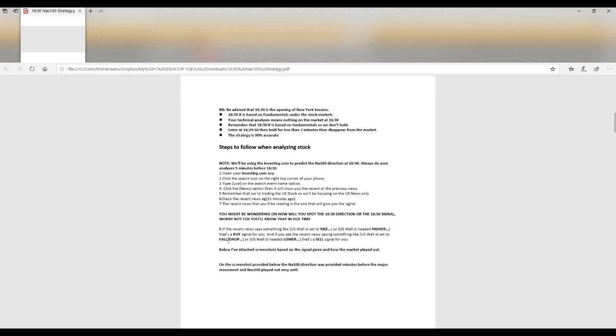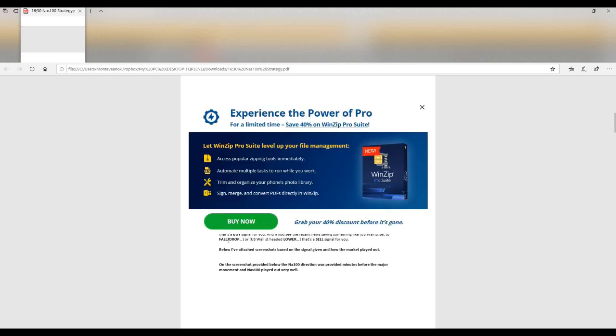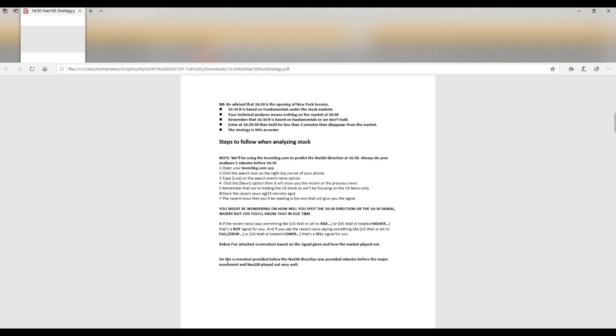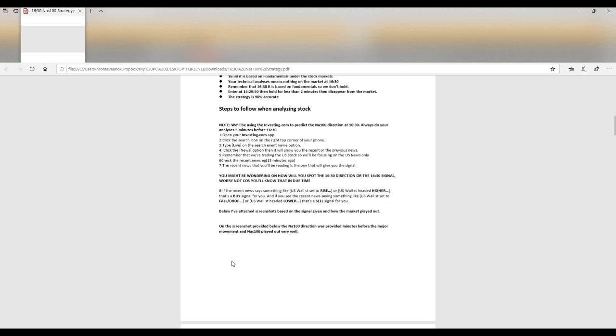If the recent news says something like "US Wall Street sets to rise" or "US Wall Street headed higher," that's a signal for a buy. And if you see the recent news saying something like "US Wall Street sets to fall or drop," or "US Wall Street headed lower," it's a sell signal. Below, I've attached screenshots based on the signal given and how the market played out.